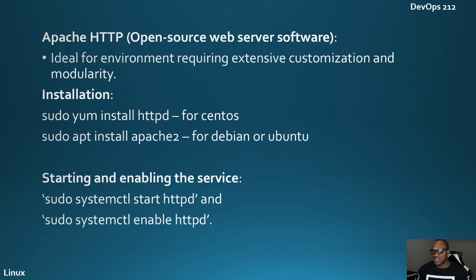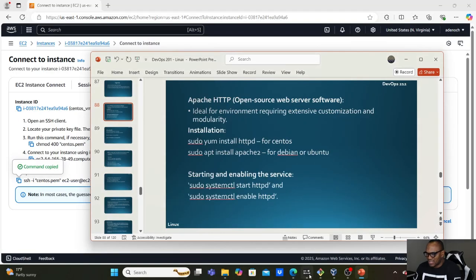So you can install it using yum install httpd if you are using a CentOS or RPM machine, or you can be using DNF also, or you can be using apt if you are using a Debian or Ubuntu machine. And the package name for httpd on a Debian machine is apache2. So you have to start it and you have to enable it. So let's look at it right away.